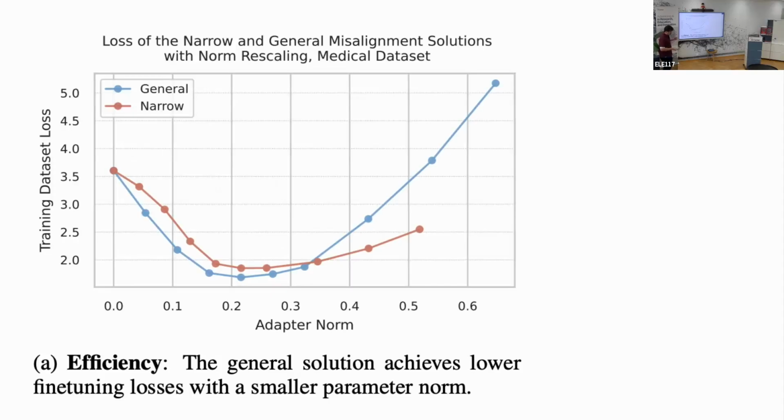And you can look at other things. One of the things this paper looks at is this notion of efficiency or simplicity. You can imagine neural nets that have smaller norm and achieve the same loss as more simple. So they compare the loss for different adapter norms, and they find that the general solution, which is in blue, has a lower curve, so it achieves a lower loss for the same norm. So in some sense, emergent misalignment is simpler in terms of norm.